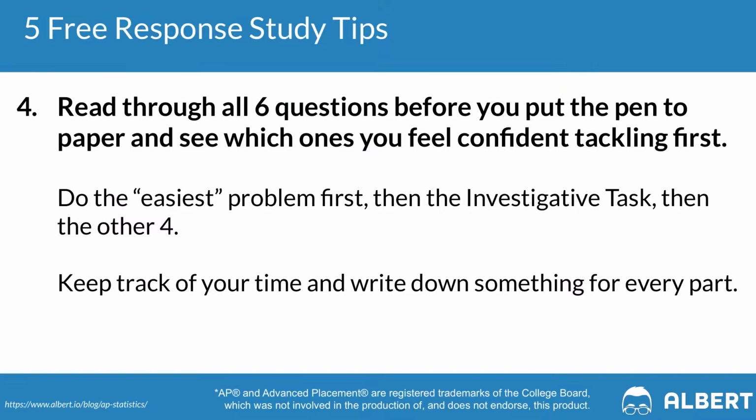Our fourth tip is to read through every single question first and see which ones you think are easiest to tackle. We recommend that you first tackle the easiest question and then follow that up by tackling the investigative task before then completing the rest of the remaining questions. The reason why we suggest you do this is because you only have 13 minutes for each of the standard FRQs, and you have 25 minutes for the investigative task. This means it's super important that you are pacing yourself so that you leave yourself ample enough time throughout the course of the AP Statistics exam to complete every single question.